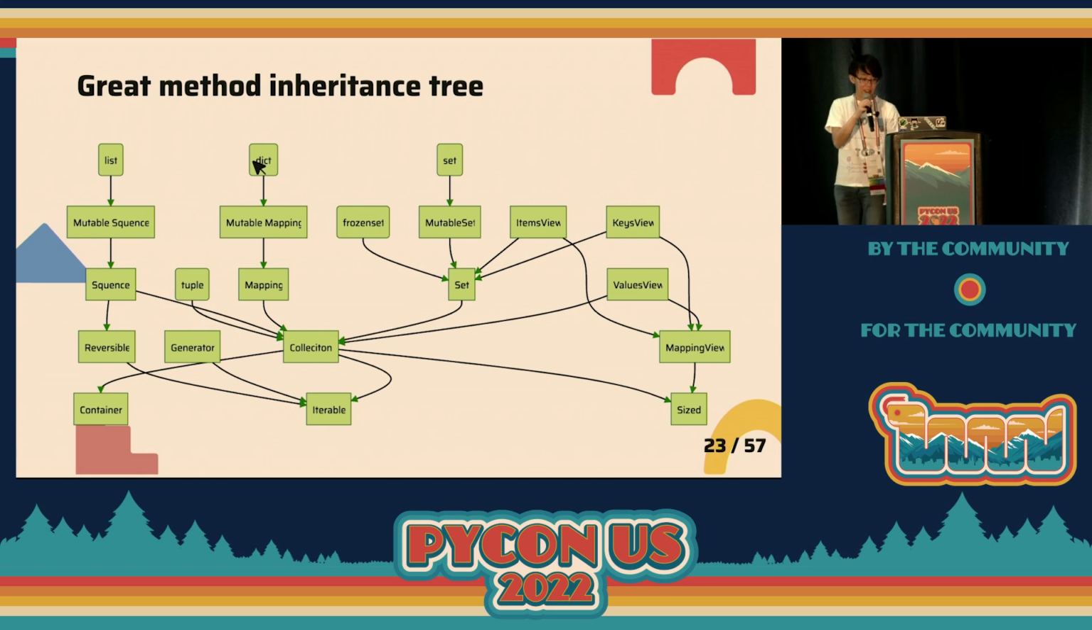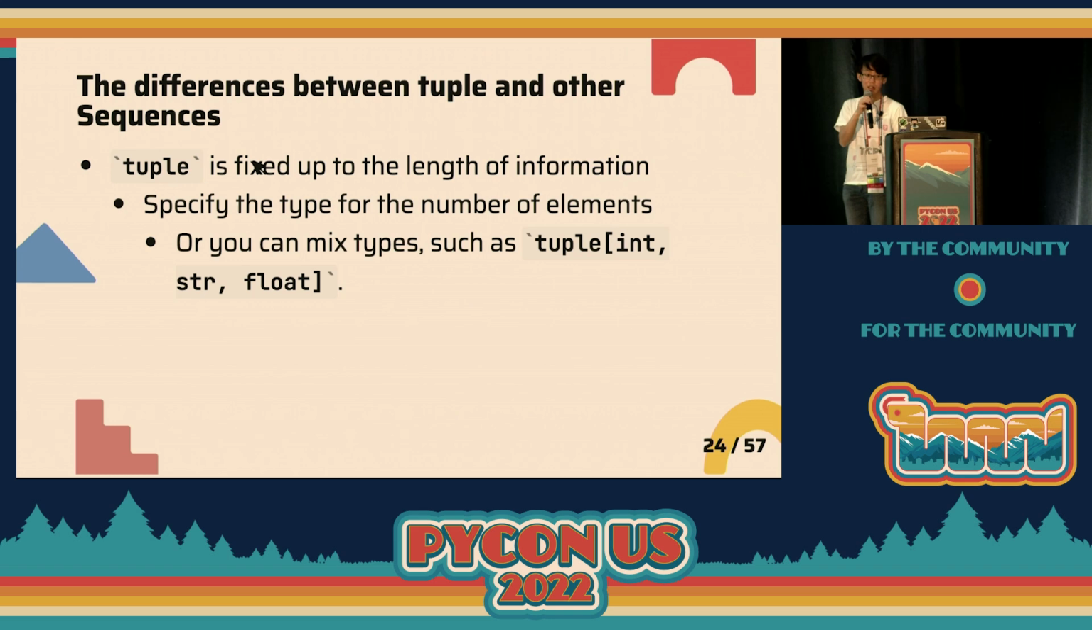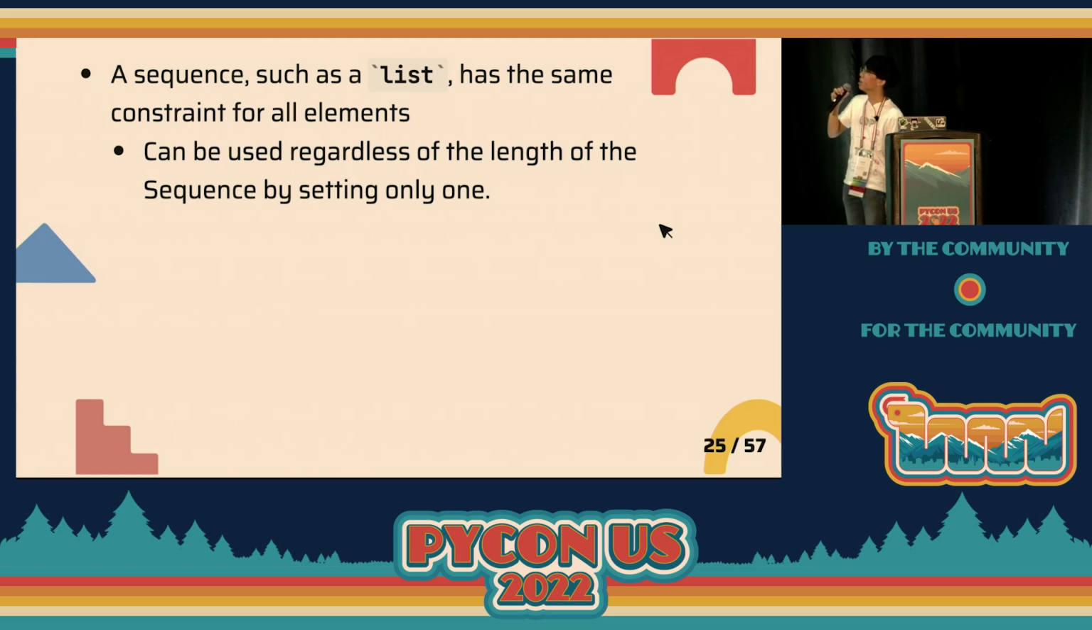However, I think it is easier to understand using this. There are differences between tuples and other sequences. Yes, as you also know, a tuple has fixed length information, and you must specify the type of each element. Yes, like this. Or you can also use mixed types, such as a tuple of int, str, and float. Okay, a sequence such as a list has the same constraints for all elements. Yes, this is the difference from tuples. It can be used regardless of the length, with only one type specified.